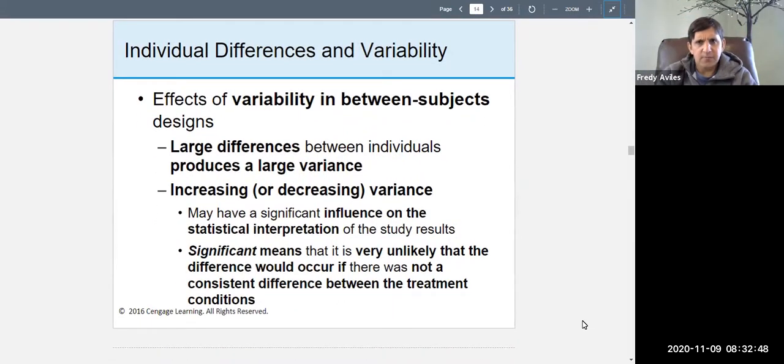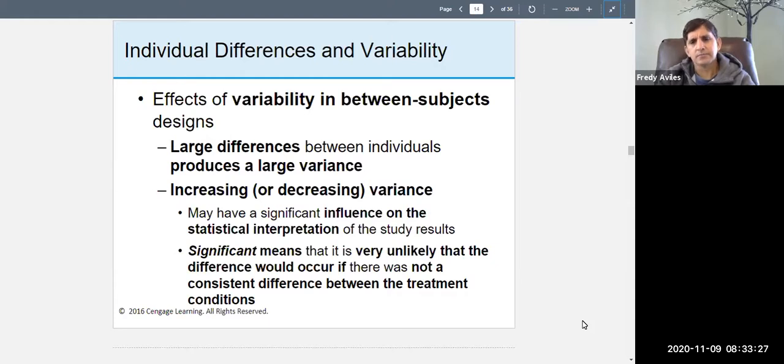Now, I mentioned variability before. Variability can be both good and bad. Okay, so the effects of variability in between subjects designs. As I said before, because your different groups are made up of different participants, you're going to have more variability in the scores that you obtain. There's going to be more variability. Okay, large differences between individuals produce large variance. Because people differ in all sorts of ways, their scores can be very different, and that produces a large variance. Okay, variance, just think of variance as variation.